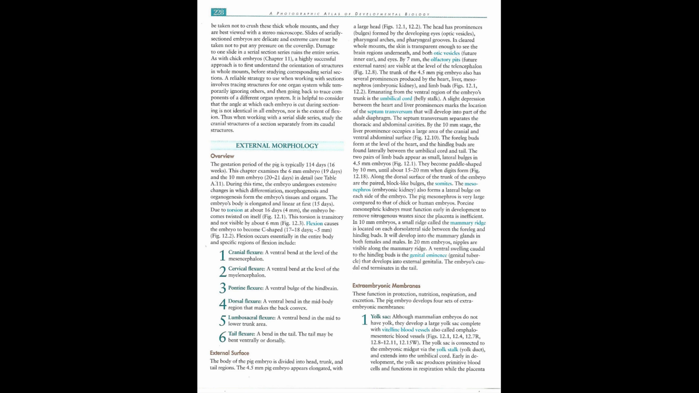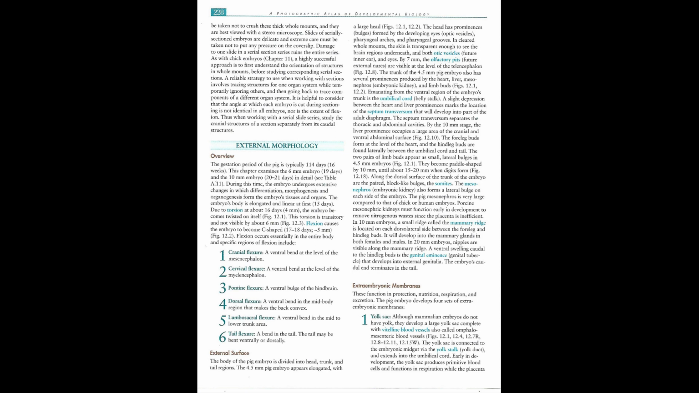telencephalon, Fig 12.8. The trunk of the 4.5 mm pig embryo also has several prominences produced by the heart, liver, mesonephros, embryonic kidney, and limb buds, Figs 12.1, 12.2. Emanating from the ventral region of the embryo's trunk is the umbilical cord, belly stalk.